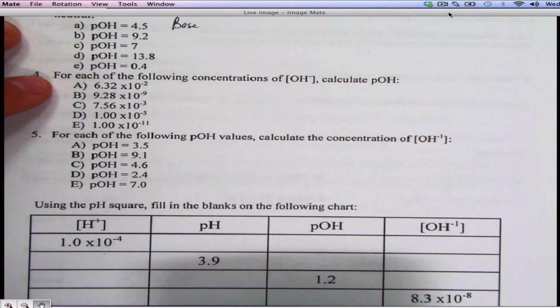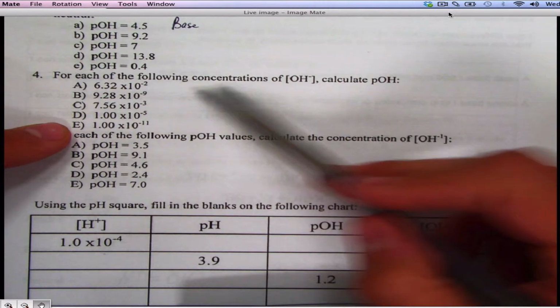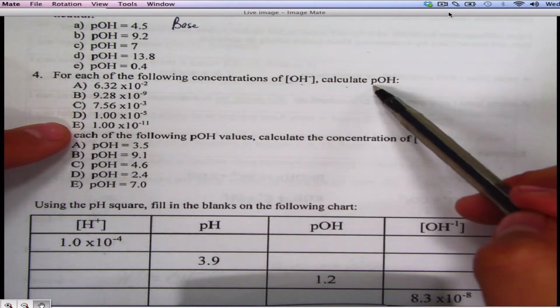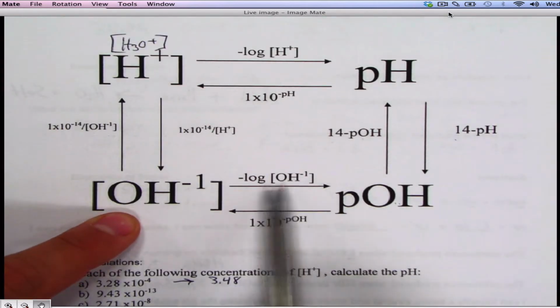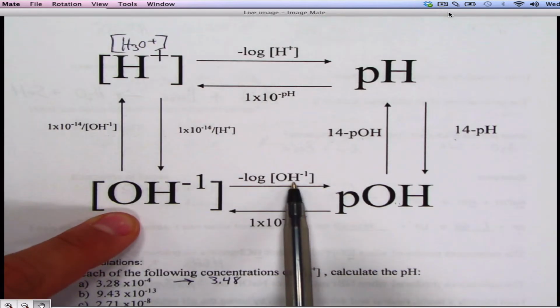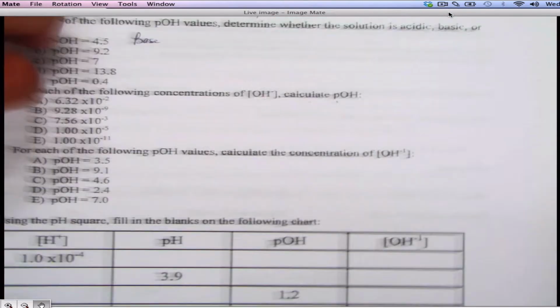Next one. How do we go from, it says following calculations from OH to pOH. All right, so I'll go from OH to pOH. So this, they're giving me my base concentration. I got to go to this. So negative log of your OH. Okay, very similar to the calculation we did for the acid. Okay, now we're just doing negative log.